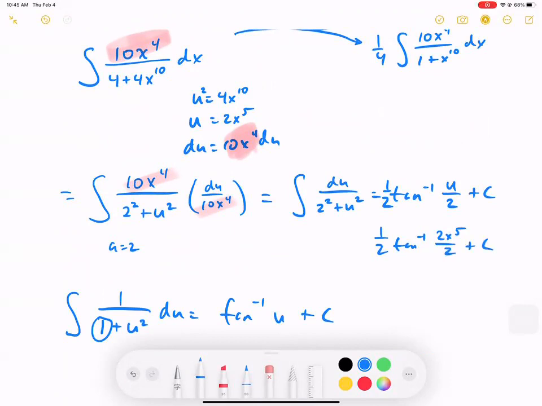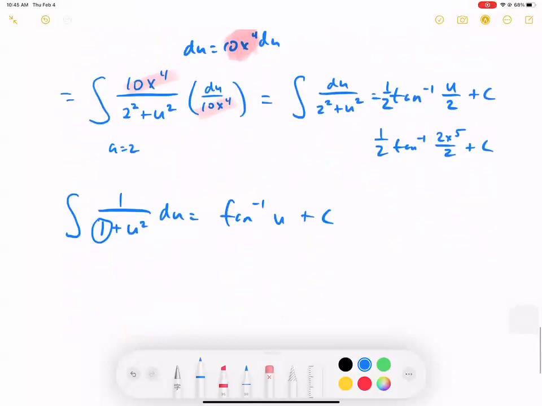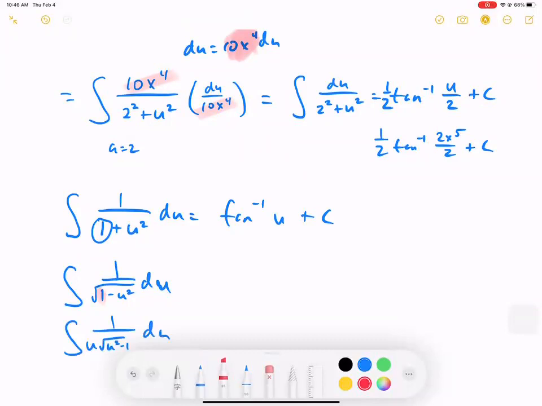So there is actually a whole set of identities where instead of a, it's just 1. And another one is the integral of 1 over u times the square root of u squared minus 1. If you notice, these versions only have a 1 in the front.